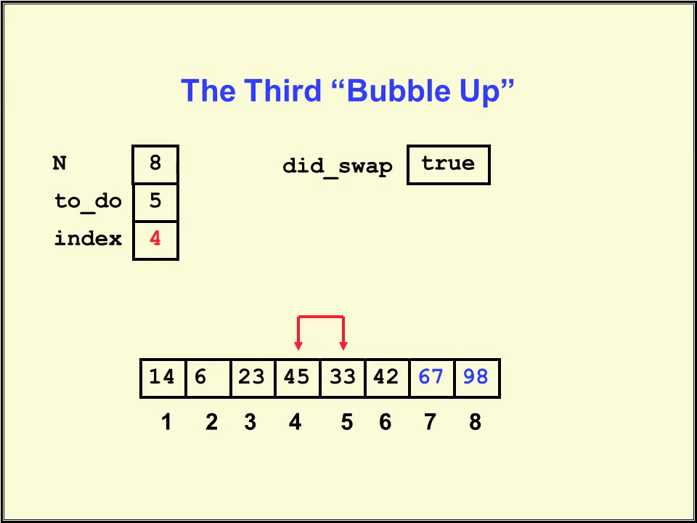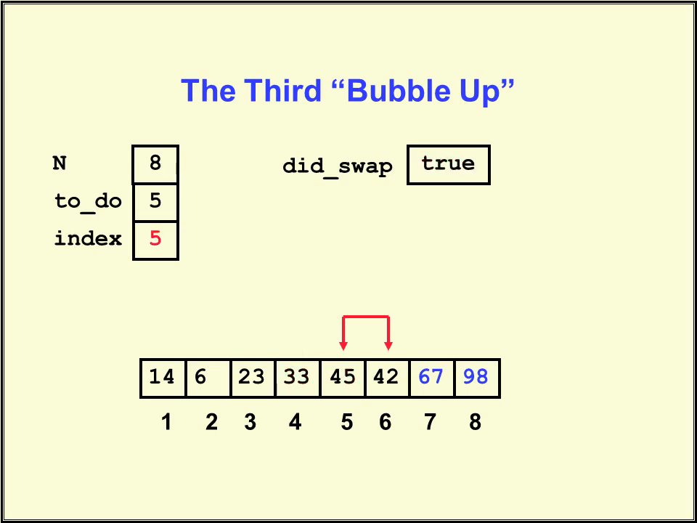After that we go to the fourth index. Between 45 and 33, 45 is greater than 33, so swapping will occur and the index values of 45 and 33 will be changed. After that we go to the fifth index.